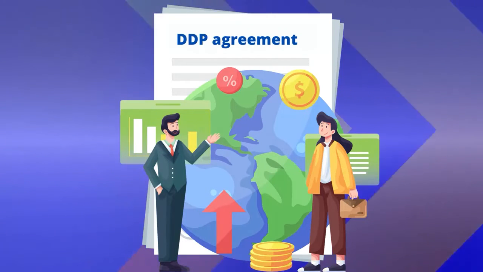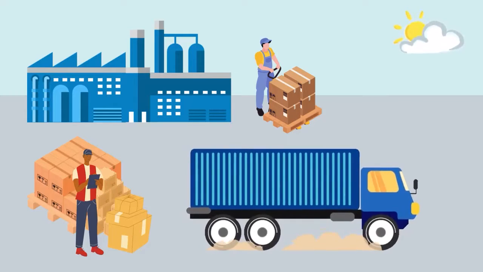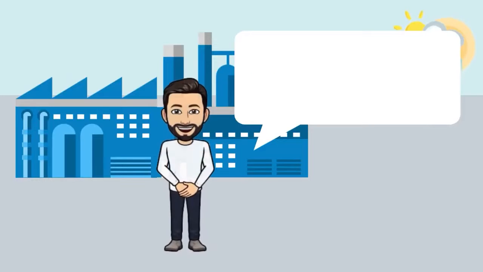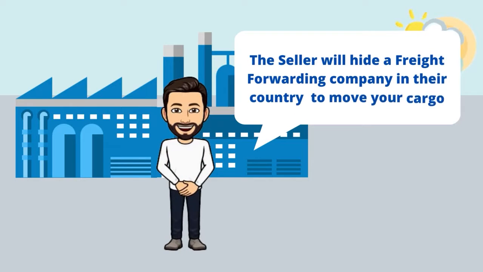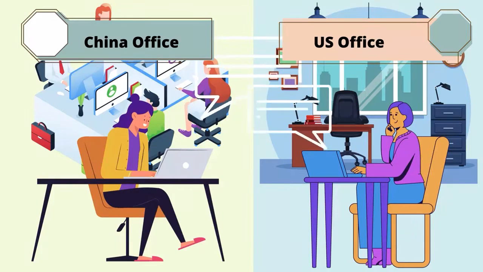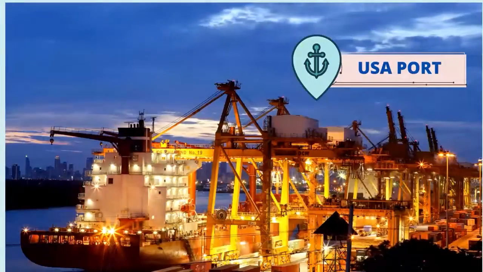No control over supply chain visibility. Under the DDP agreement, the supplier or seller will take responsibility for transportation, including inland movement and international movement. The seller will hire a freight forwarding company in their country to move your cargo. Usually their freight forwarder will hire another forwarder in the destination country to handle the shipment when it reaches the US port or destination port.